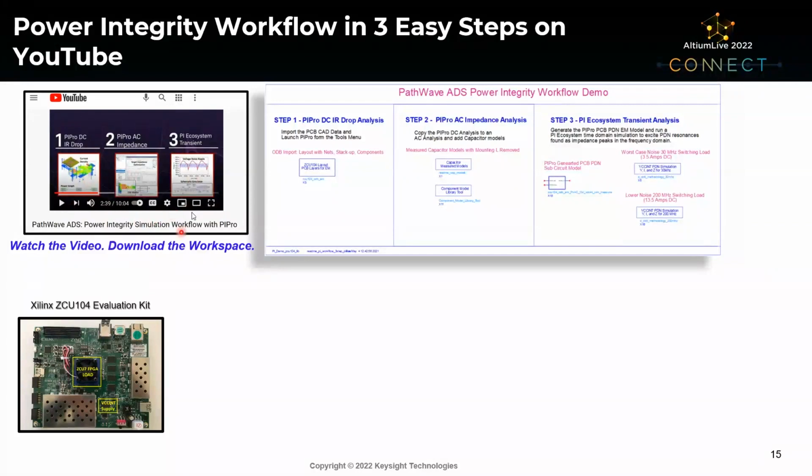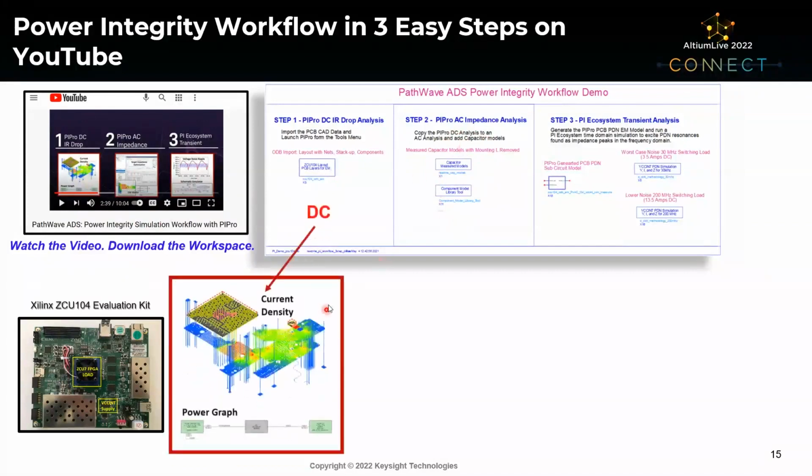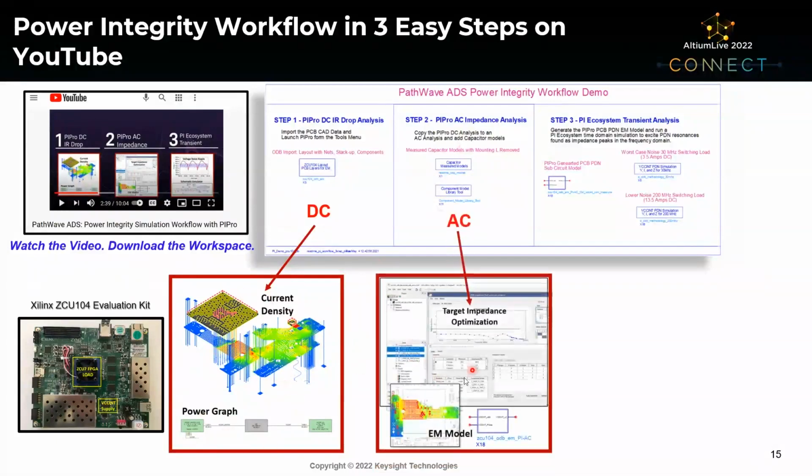And the way this 3-step process works is we bring in the board, we run our analysis. We do a DC analysis first, and I always start with DC because that makes sure that the board imports correctly and we verify that we have the correct voltages being delivered to the load. Then this DC analysis can be copied to an AC analysis with the decoupling capacitors.